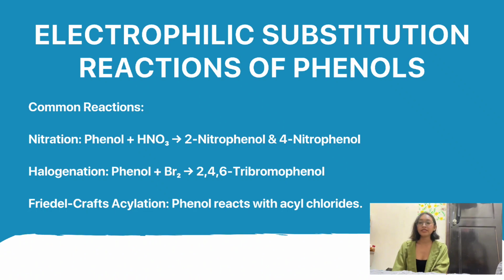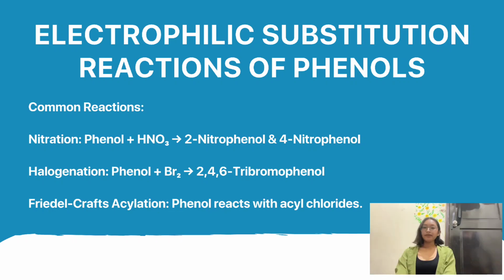And then first is the nitration of phenol, the reaction with nitric acid. So when phenol reacts with dilute nitric acid, a nitration reaction occurs, forming 2-nitrophenol and 4-nitrophenol. Then here we can observe that yellow-colored products are formed. If concentrated nitric acid is used, picric acid, also known as trinitrophenol, is formed, which is very explosive.